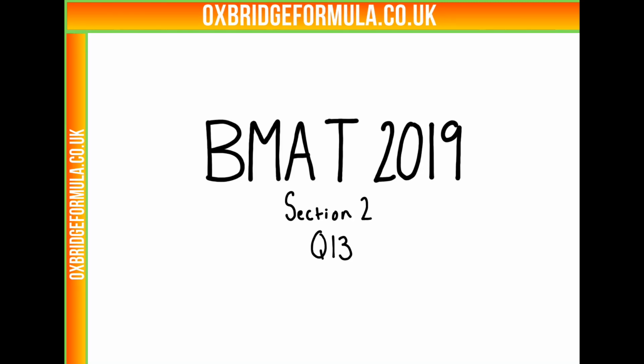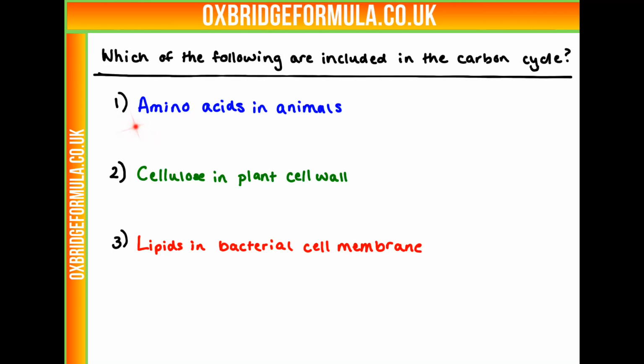In this video, we're looking at BMAT 2019, Section 2, Question 13. So in this question, we're asked which of the following are included in the carbon cycle. We've got amino acids in animals, cellulose in a plant cell wall, and lipids in bacterial cell membranes. So let's have a look at this first one, amino acids in animals.